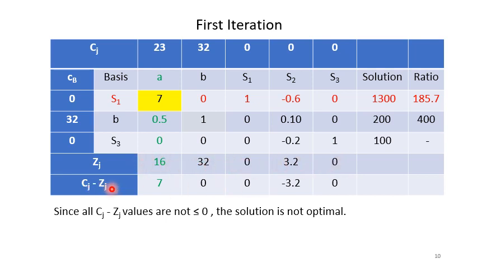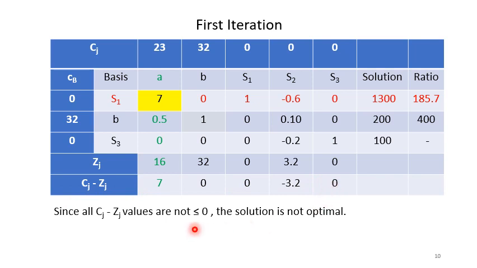Now again find the Cj minus Zj values. What is Cj minus Zj? Cj is 23, Zj is 16. 23 minus 16 is 7. Similarly here 32 minus 32 is 0. 0 minus 0 is 0. 0 minus 3.2 is minus 3.2 and 0 minus 0 again is 0. So that way you got the Cj minus Zj values for the new table.